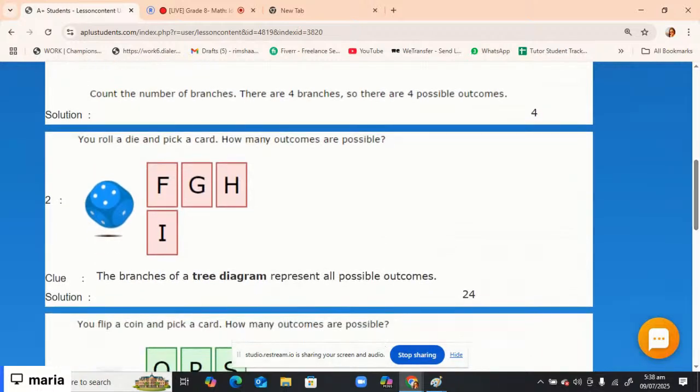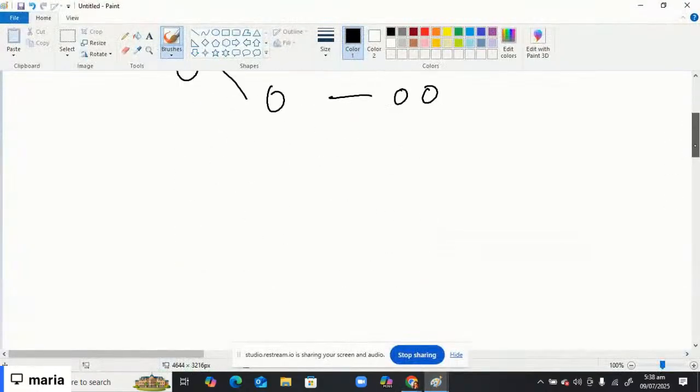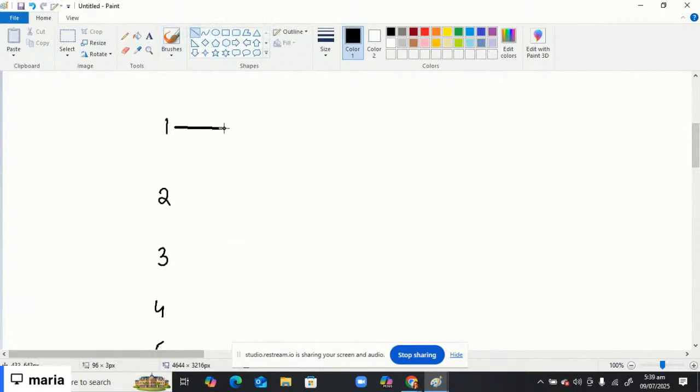So here there are 6 dice. For the dice it's 6: 1, 2, 3, 4, 5, 6. And for each there are 4 cards: F, G, H and I. It's 4 for the 1, 4 for the 2, 4 for the 3, 4 for the 4, 4 for the 5, 4 for the 6, sorry. This is a dice. You make a tree diagram like this with dice: 1, 2, 3, 4, 5 and 6. These are for the dice, and for each of these there are 4. I'm going to do it this way.